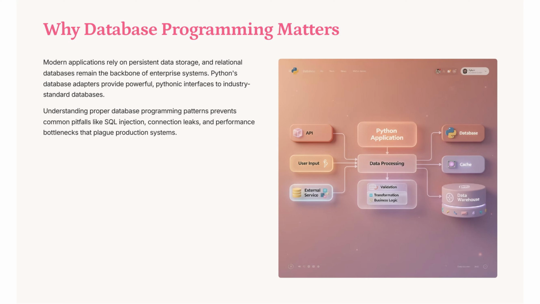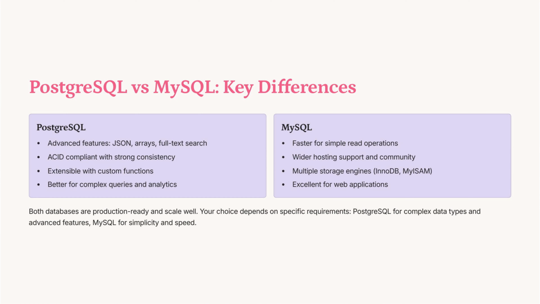impact production systems. PostgreSQL offers advanced features like JSON, arrays, and full-text search, making it ideal for complex queries and analytics. It is ACID compliant with strong consistency and extensible with custom functions. MySQL excels in speed for simple read operations, has wider hosting support, and is excellent for web applications with multiple storage engines like InnoDB and MyISAM.